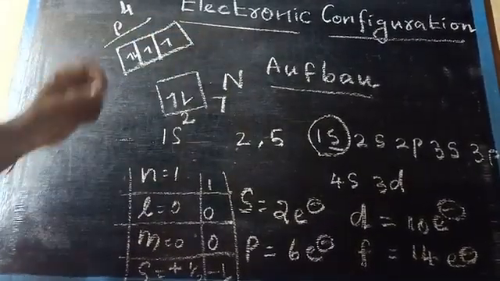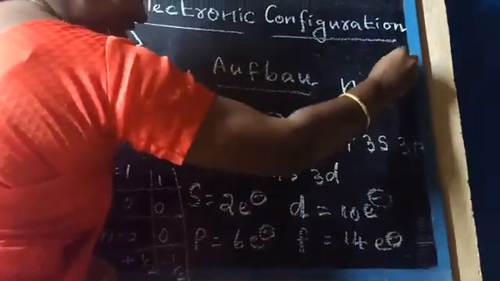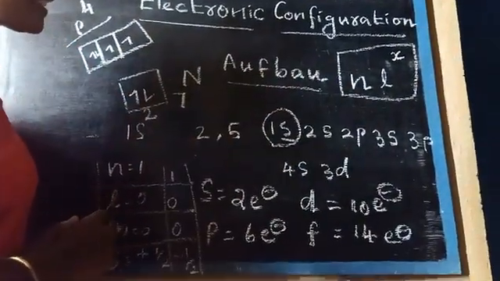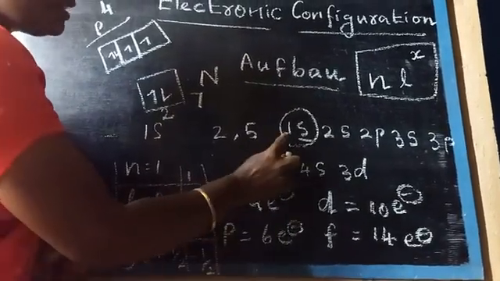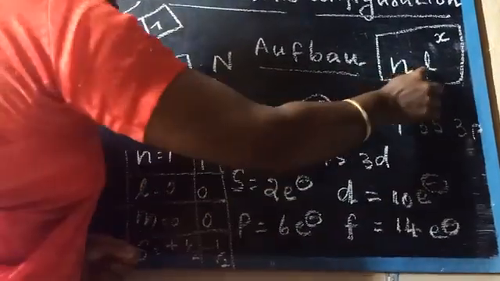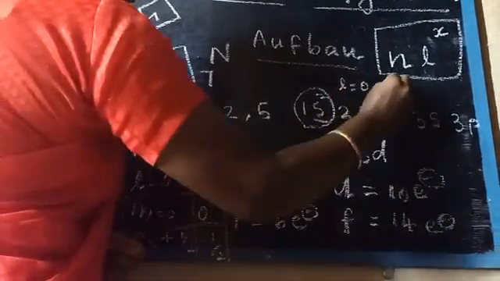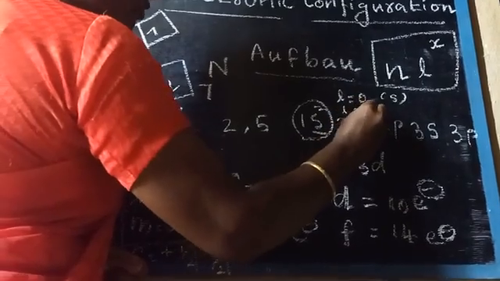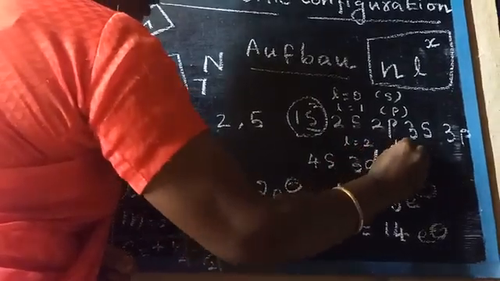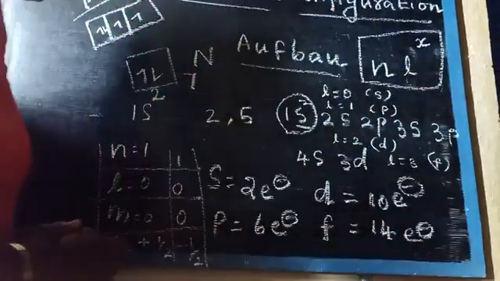Here the electronic configuration has the general formula n l x. This is the general formula. This n is denoted as the principal quantum number. Take one example, 1s2. The 1 is denoted as the principal quantum number. This l: if l value is 0, it is denoted as s orbital. L value 1 is denoted as p orbital. L value 2 is denoted as d orbital. L value 3 is denoted as f orbital.